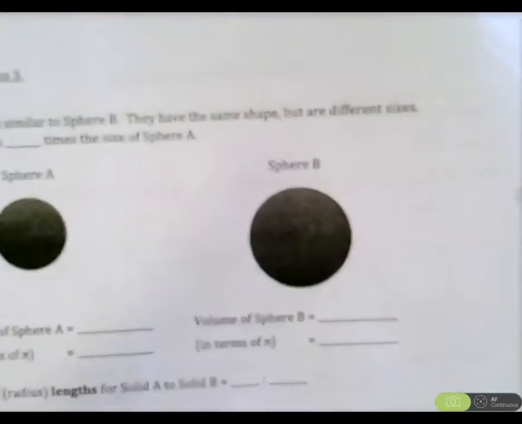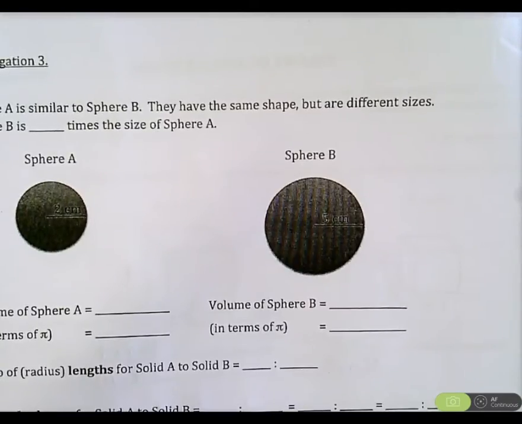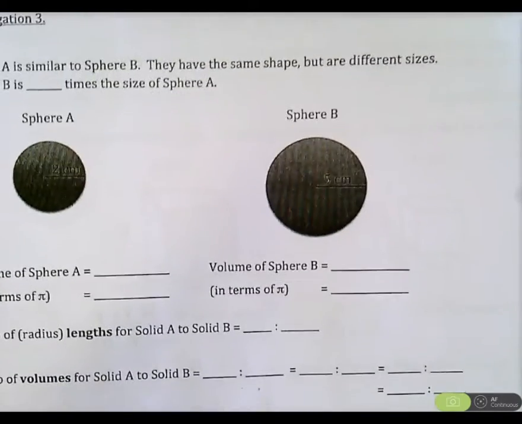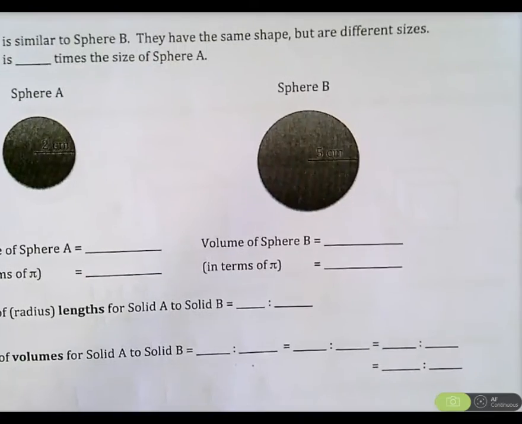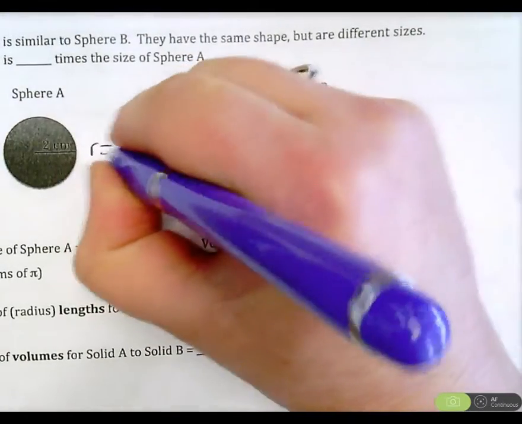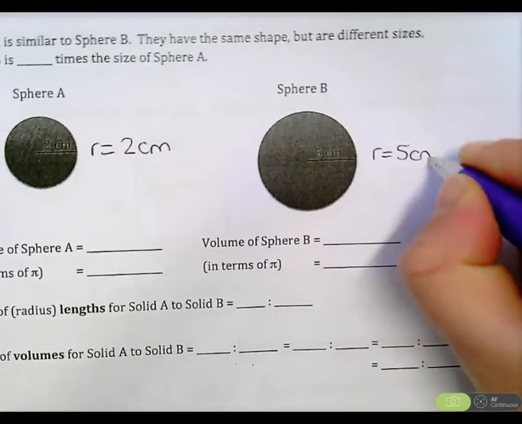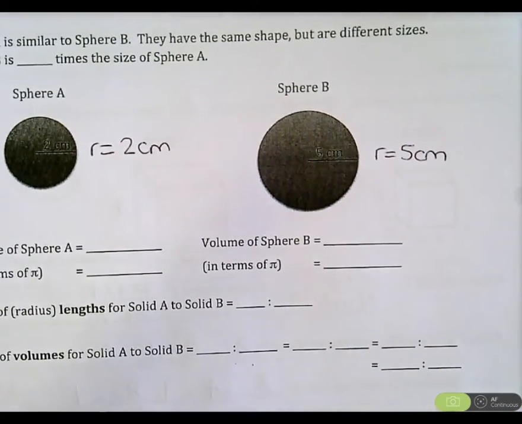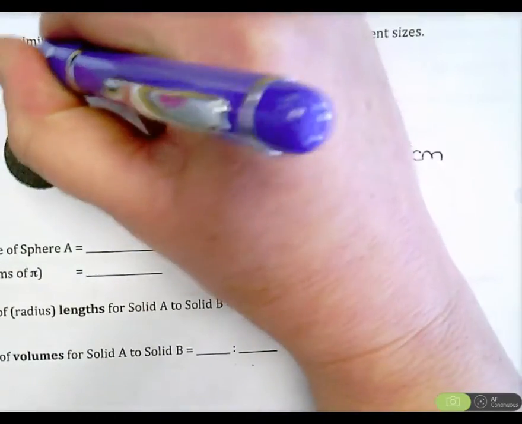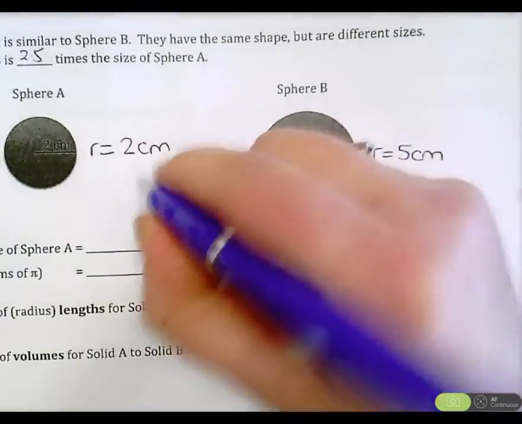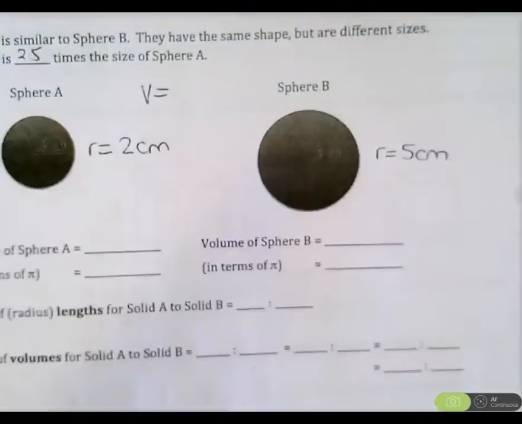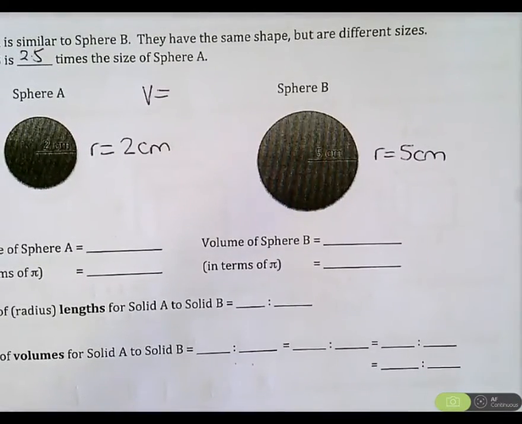Right, last page, volume of spheres. So, sphere A is similar to sphere B, same shape, different sizes. The radius of this, you can't see it, is 2 centimeters. The radius of the big one is 5 centimeters. So, how many times bigger is sphere B? 2.5 times bigger.